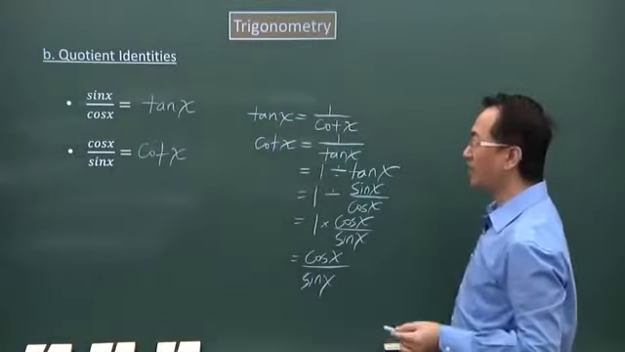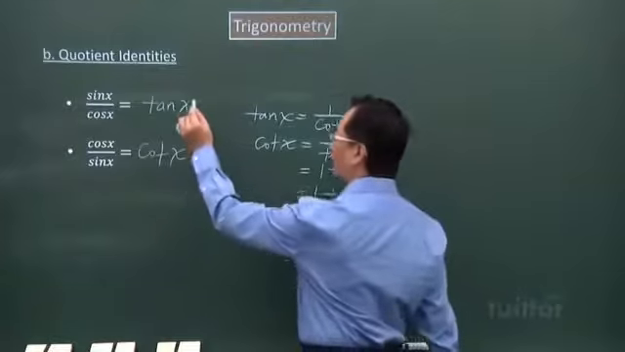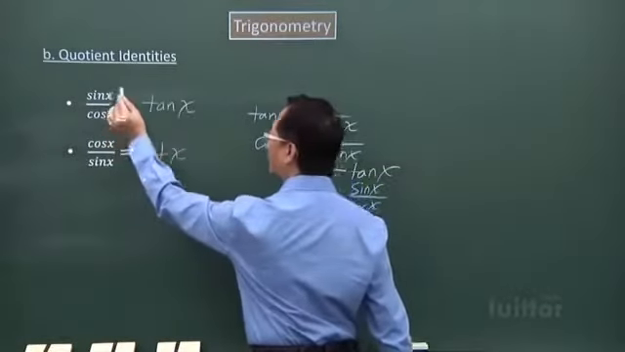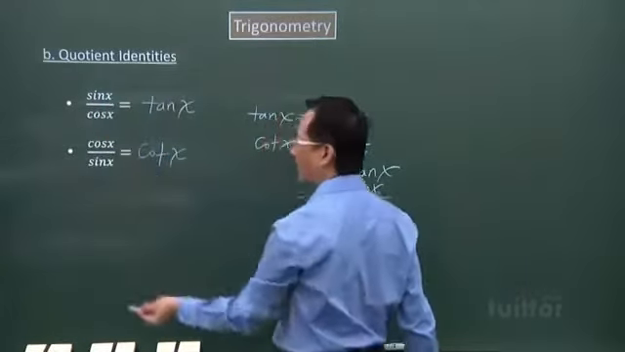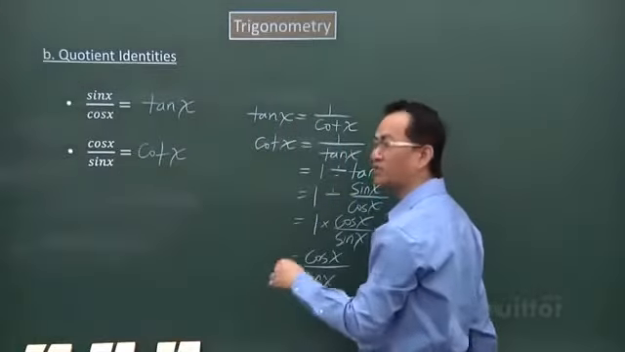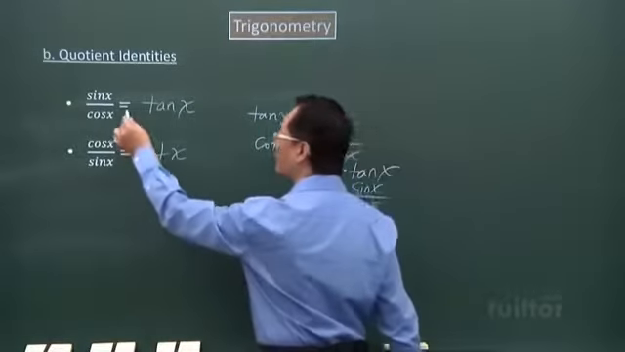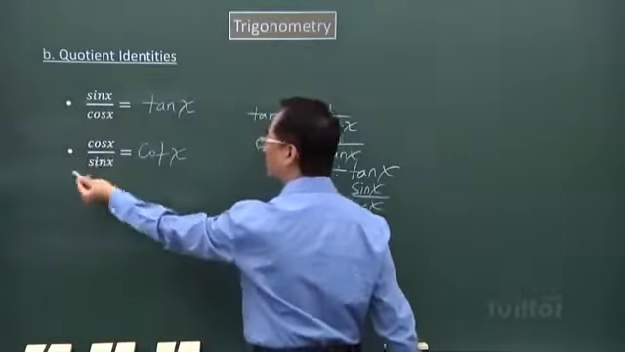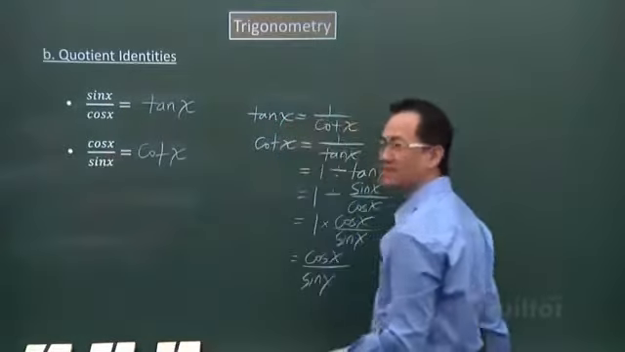So to put it simply, tangent x gives you sine x over cos x. Cotangent x will give you just the inverted form of this, which is cos x over sine x.